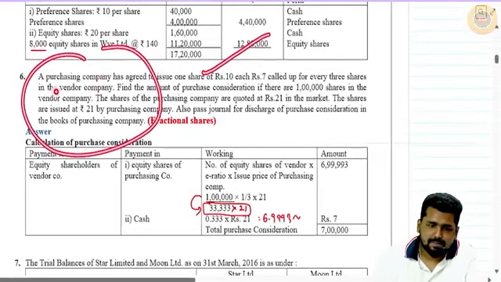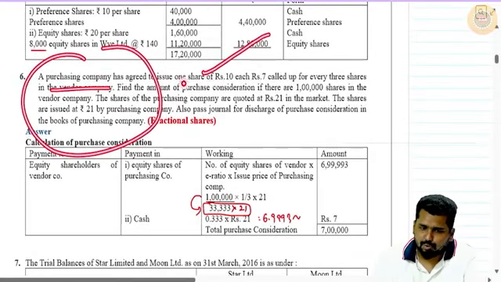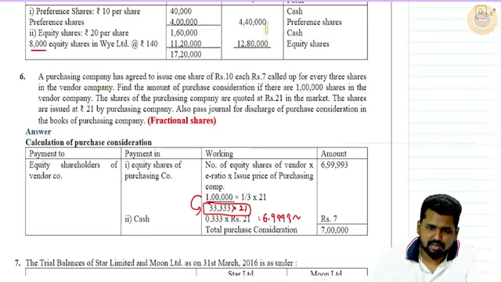Listen, a purchasing company has agreed to issue one share of rupees 10 each, 7 rupees called up, for every 3 shares. Okay, for every 3 shares we are going to issue 1 share. Find out the purchase consideration if there are 1 lakh equity shares in the vendor company.